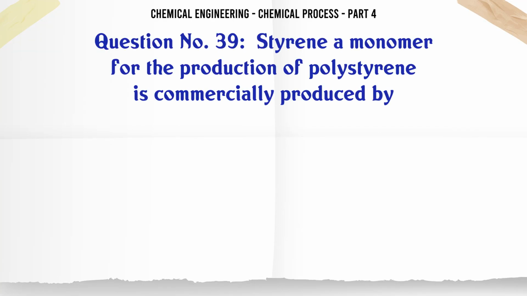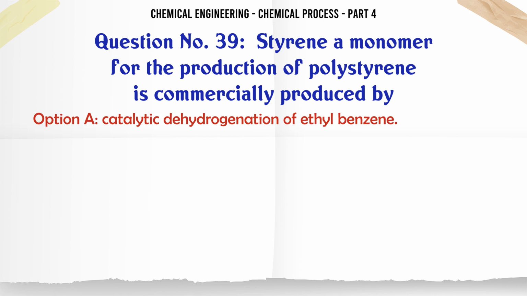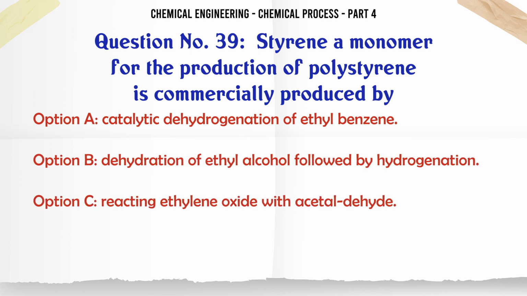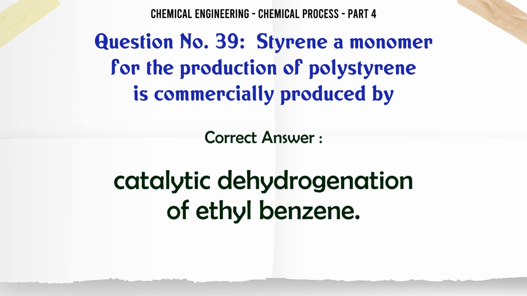Styrene, a monomer for the production of polystyrene, is commercially produced by A. Catalytic dehydrogenation of ethyl benzene. B. Dehydration of ethyl alcohol followed by hydrogenation. C. Reacting ethylene oxide with acetaldehyde. D. Fermentation of starch. The correct answer is catalytic dehydrogenation of ethyl benzene.